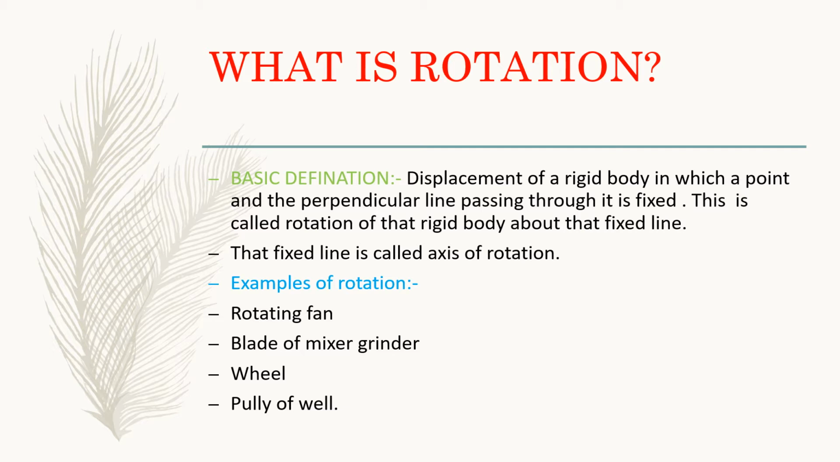Displacement of a rigid body in which a point and the perpendicular line passing through it is fixed is called rotation of that rigid body about that fixed line. That fixed line is called the axis of rotation. Let's see some examples of rotation.